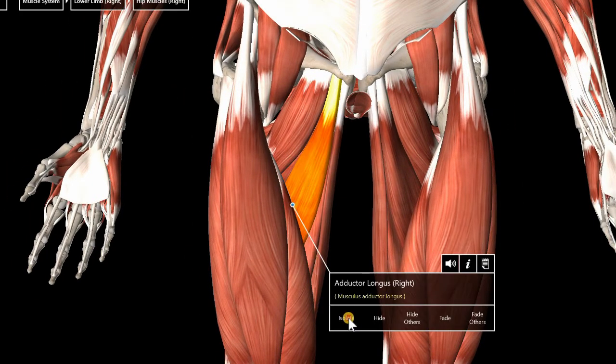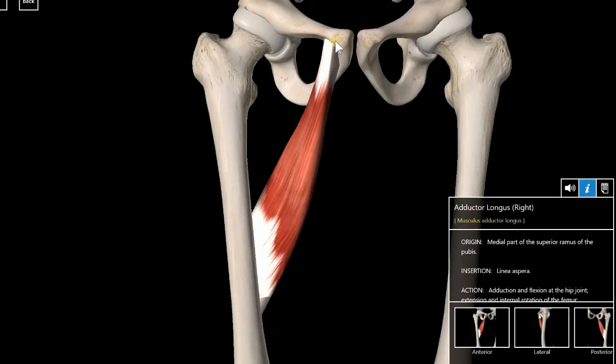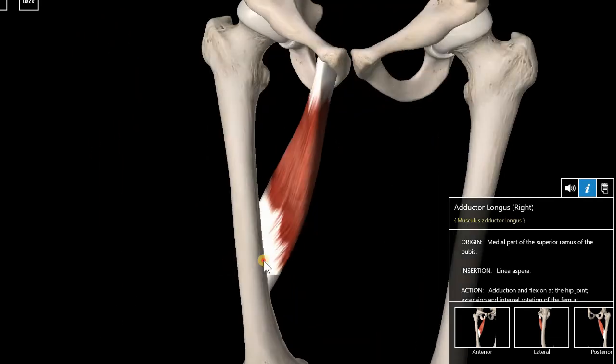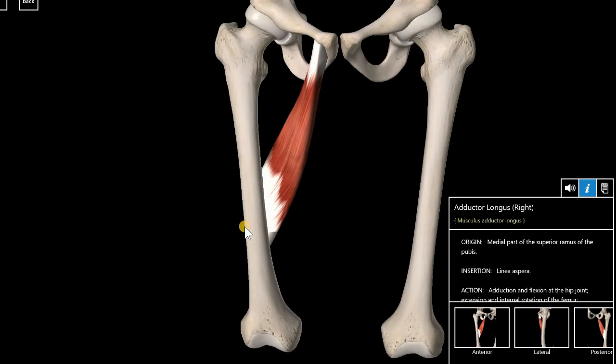The next one is the adductor longus. Its origin is the pubis and insertion on the posterior aspect of the femur on the linea aspera, about halfway down, so mid-shaft on the femur. Action is going to be adduction, and it's going to help with some extension at the hip as well.